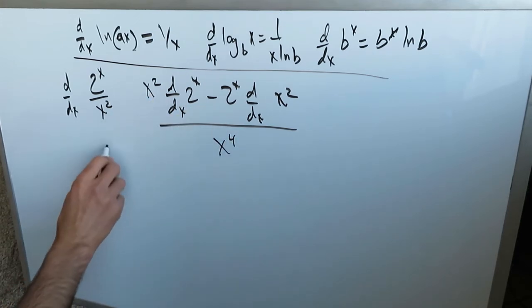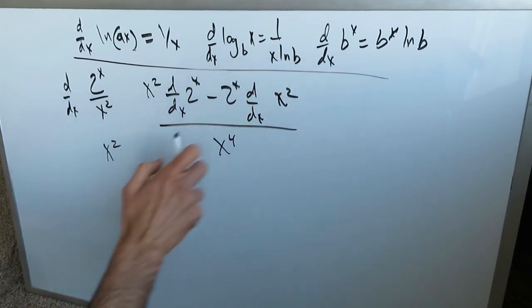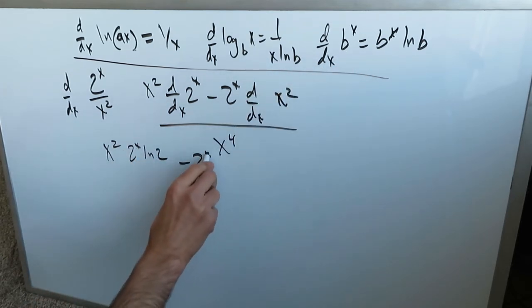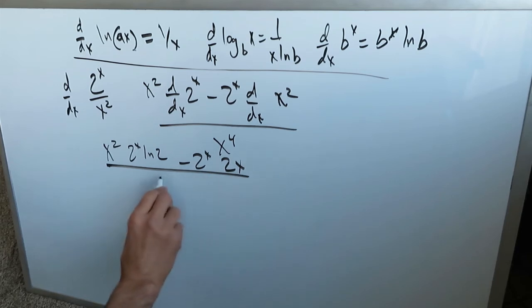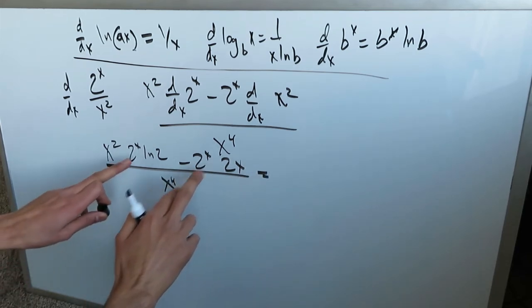Now look over here, we have to bring in now the derivatives. The derivative of 2 to the power of x will follow right over here. It will be 2 to the x times ln 2, minus 2 to the power of x times the derivative of x squared, which is 2x, all divided by x to the power of 4. Let's think about what we can isolate. We have 2 to the power of x, 2 to the power of x.